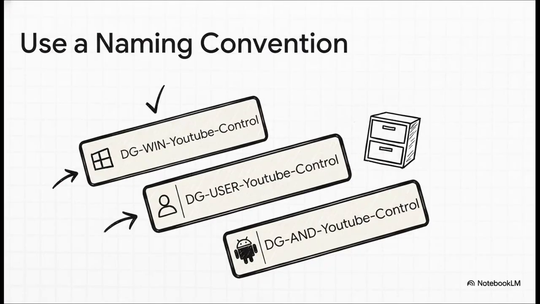First things first, you have to stay organized. Please use a clear, standardized naming convention for your groups. Something like this makes it instantly obvious what each group is for. Is it for Windows devices, or is it for users? Is it for YouTube, or something else? Trust me, this will save you so many headaches down the road.